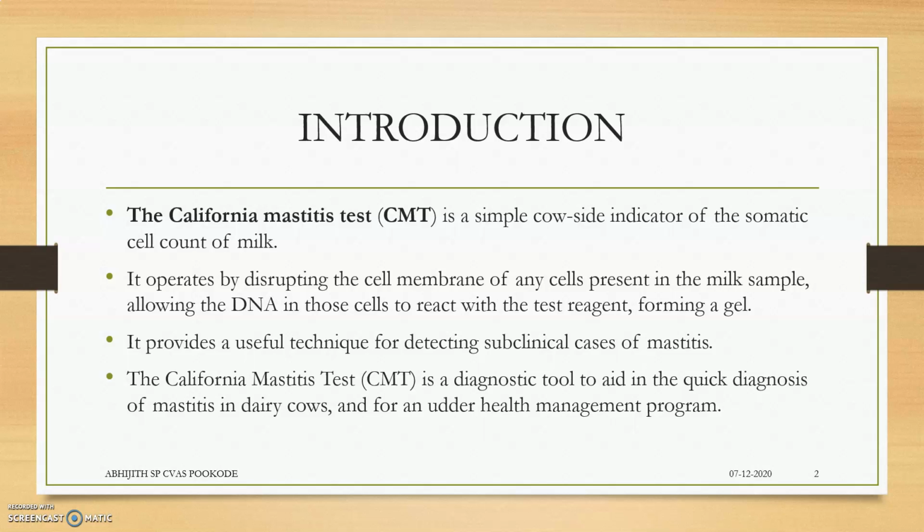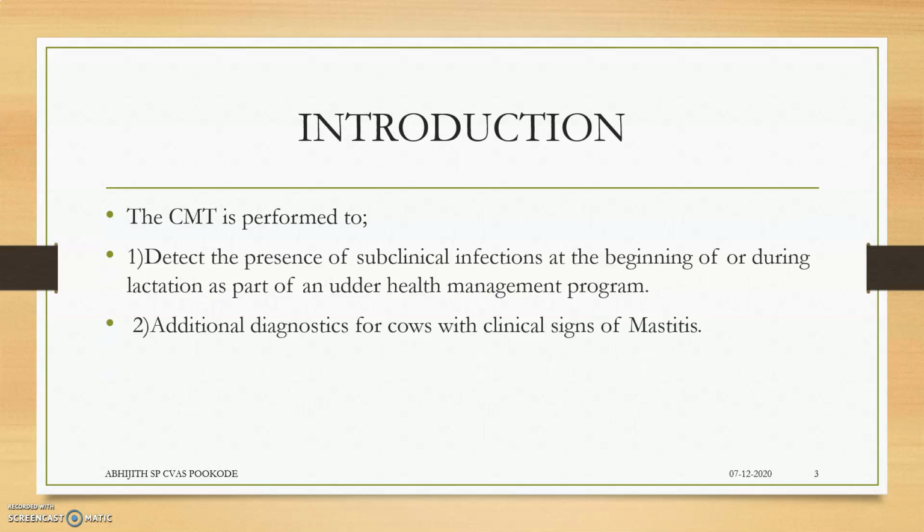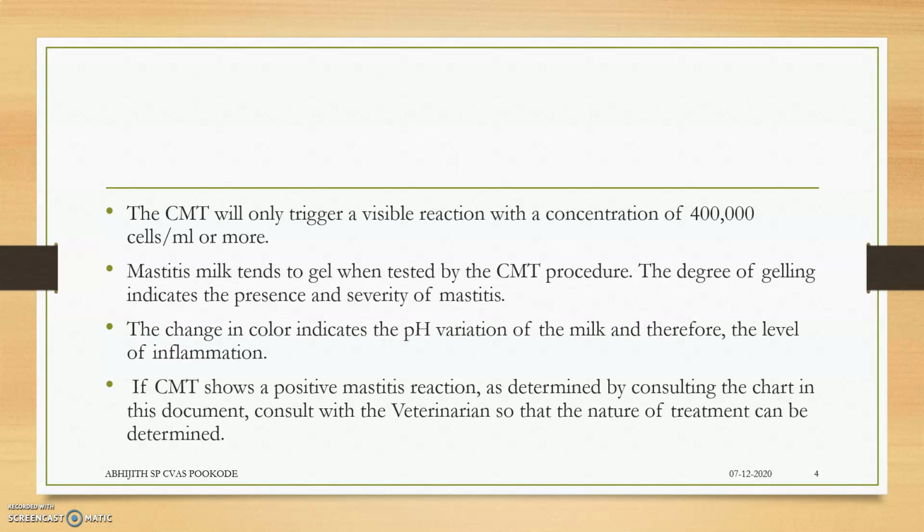diagnosed in this program. If we are starting any other health management program, CMT should be a part of this. So, CMT is performed to detect the presence of subclinical infections at the beginning or during the lactation as a part of other health management program. It is an additional diagnostic for cows with clinical signs of mastitis. We can also check for the clinical signs. CMT will be triggered only if the concentration of somatic cells is 4 lakh per ml.